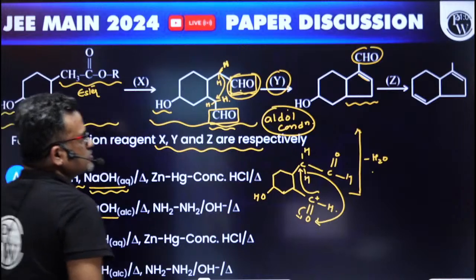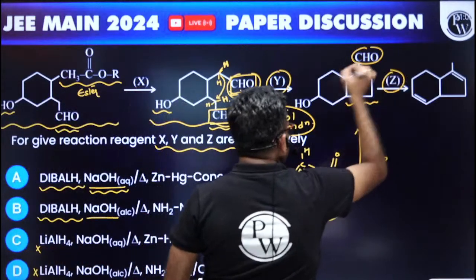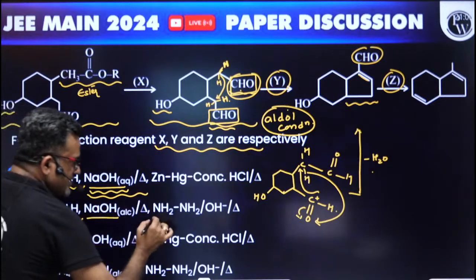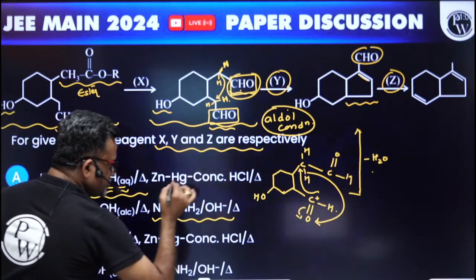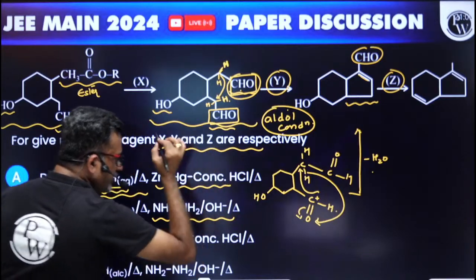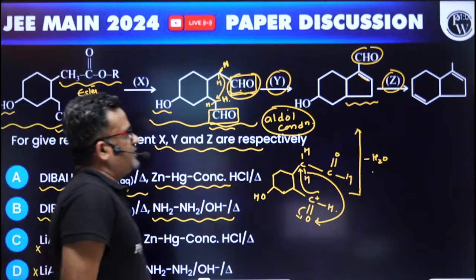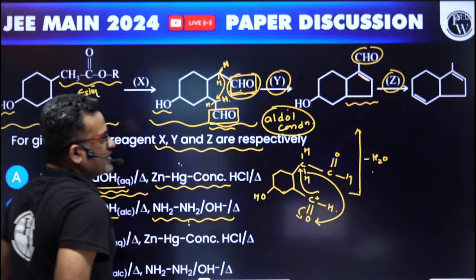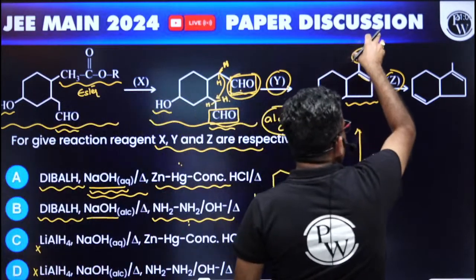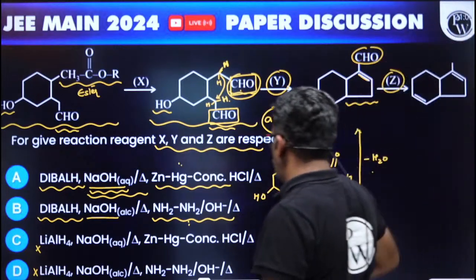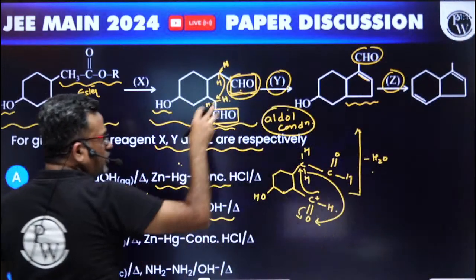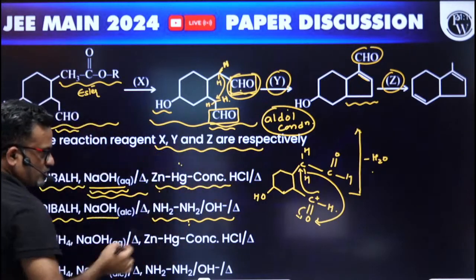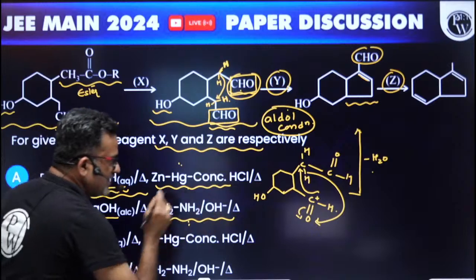Got it? Right. So now, what is that Z? We have already got the answer for NaOH aqueous. What is the answer now? NH2NH2, OH, and zinc amalgam, concentrated HCl. Both are able to convert carbonyl group into a methylene group. So zinc amalgam in concentrated HCl as well as hydrazine in alkaline medium.